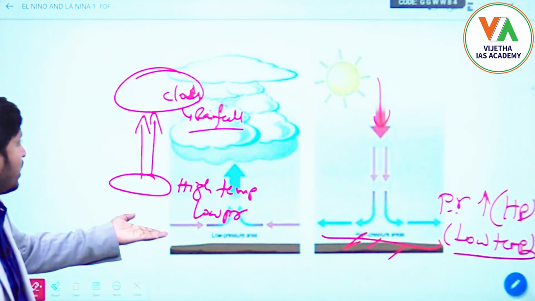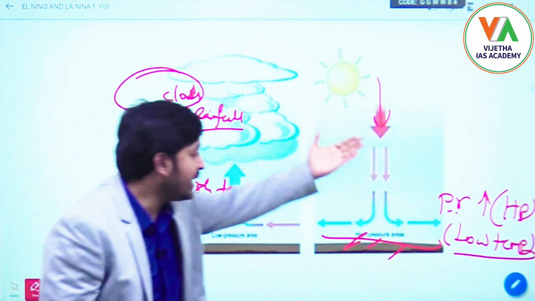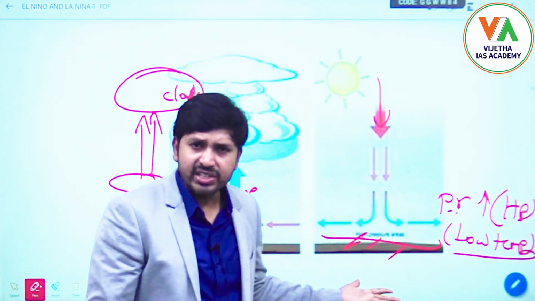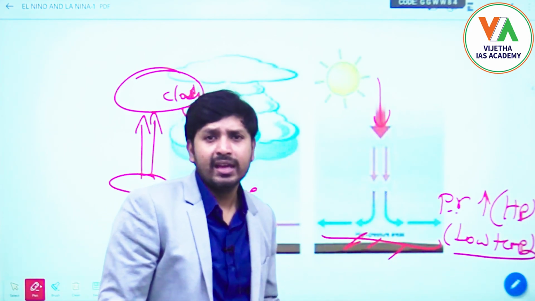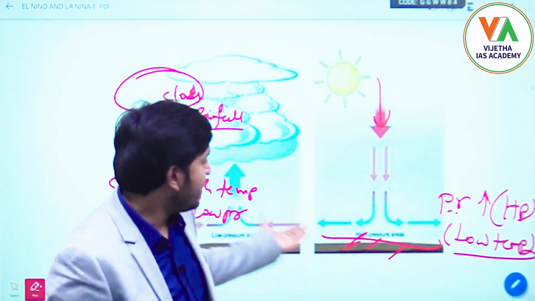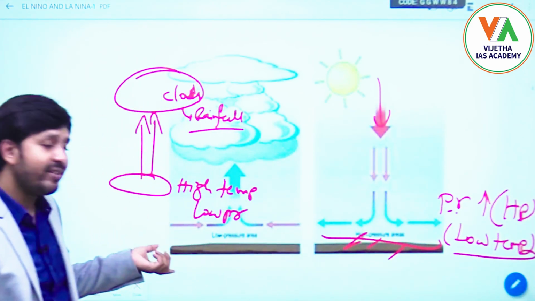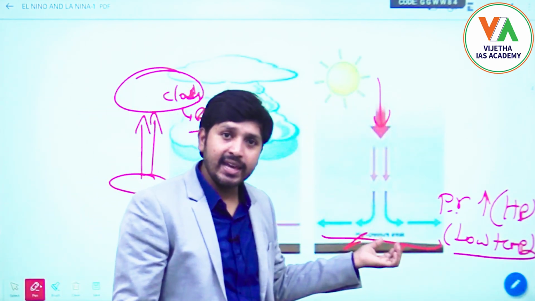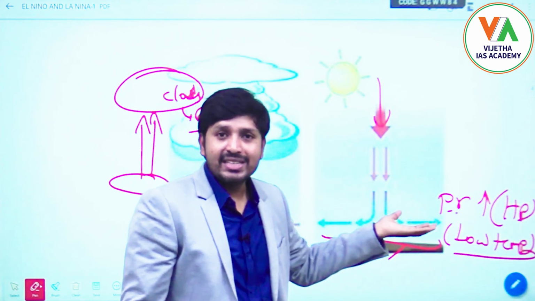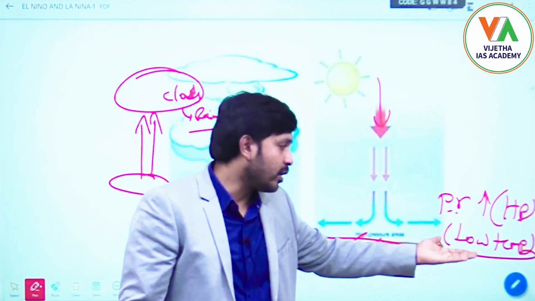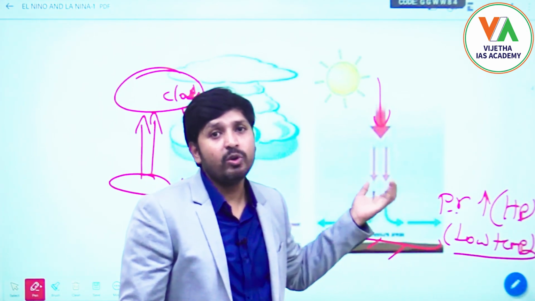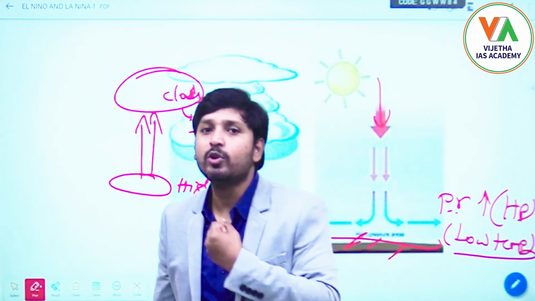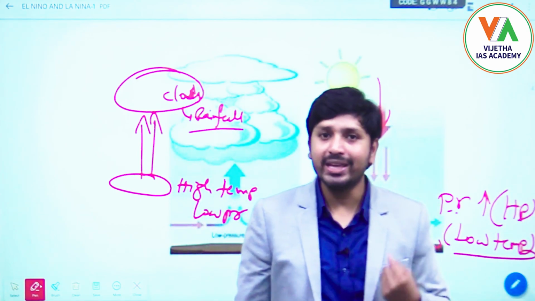So rising air will form clouds, and descending air will never form clouds, so there will be very dry conditions wherever air is descending in any region of the world. Please remember these two phenomena. Wherever air is rising, it will lead to the formation of clouds and give rainfall. Wherever air is descending, the temperature will become very low and the pressure will be very high, so there won't be any chance of cloud formation. Once there is no chance of cloud formation, there won't be any chance of rainfall in this region.